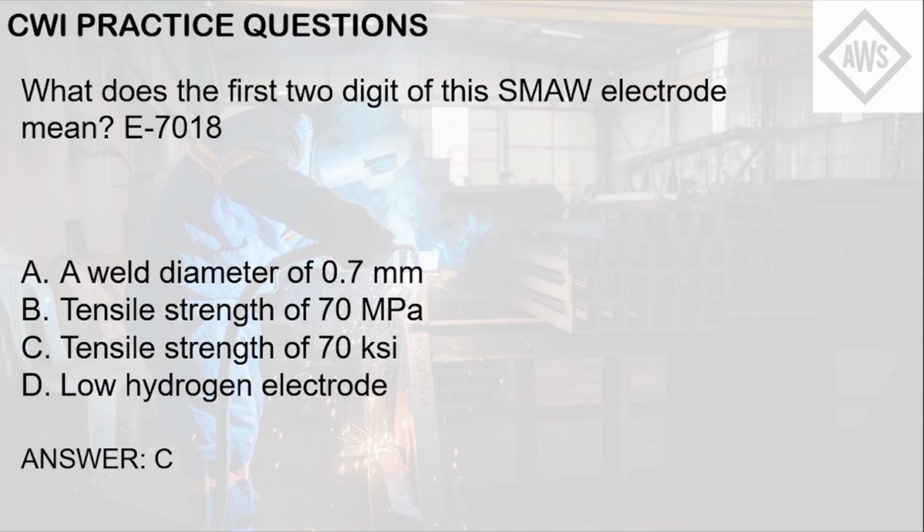So the first two digits of this SMAW electrode are the number 70. The first two to three digits of a SMAW electrode commonly pertain to the tensile strength of the electrode measured in KSI, or 1,000 pounds per square inch. So that leaves us with the answer of letter C, 70 KSI tensile strength of this SMAW electrode.